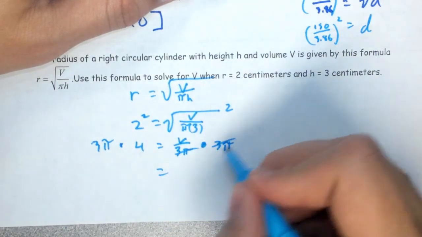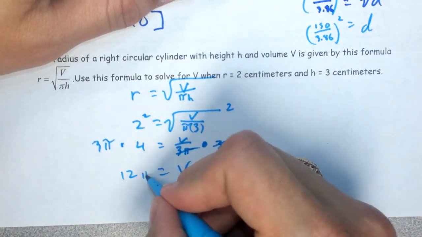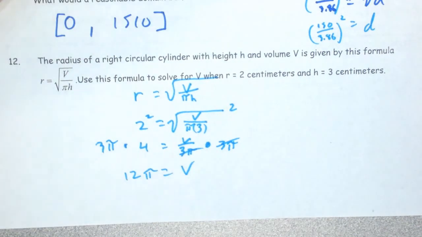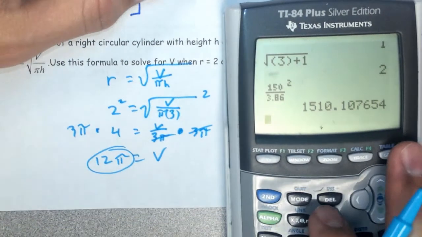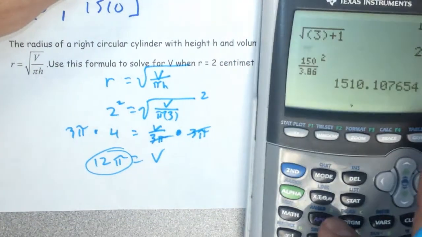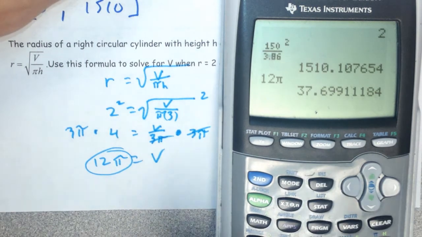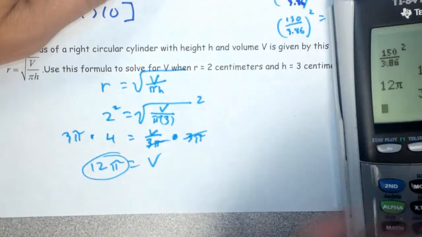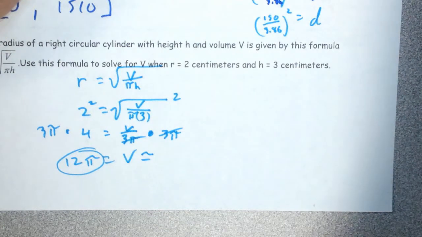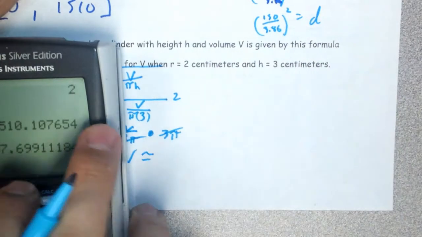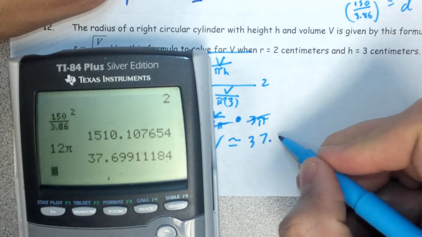So I have V over here by itself. 3 times 4 is 12. I need my pi. So V is equal to 12 pi. That, of course, is an answer. If it wants decimals to estimate the answer, I can do 12 pi in the calculator, and I get that V is approximately equal to 37.7.